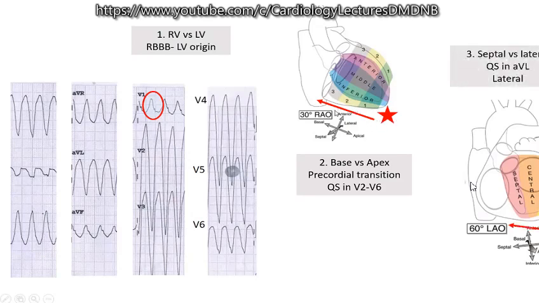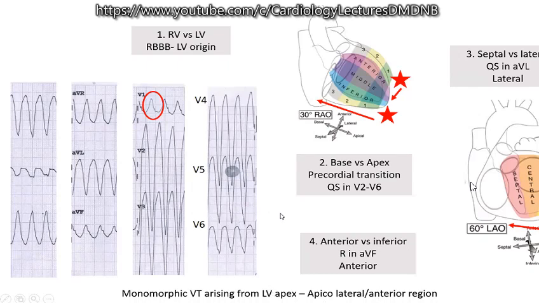The third thing is to look at whether the VT is traveling from the septum or the lateral wall. So here we look at leads 1 and AVL. QS in AVL suggests the wavefront is moving from the lateral wall towards the septum. And again, last is to differentiate whether it is from the anterior or the inferior wall, where we look at the inferior leads. A positive R wave in AVF suggests the wavefront moving towards the inferior leads from the anterior aspect.